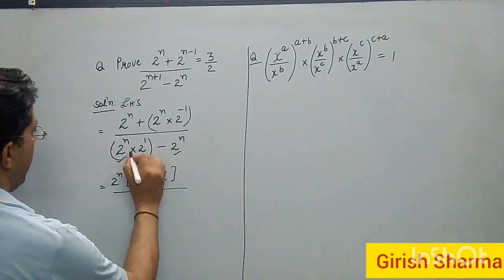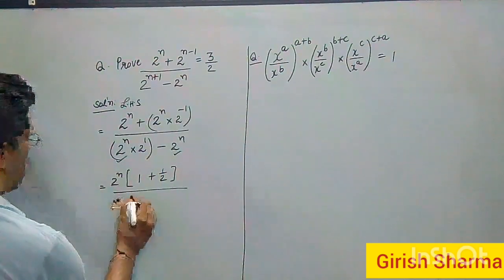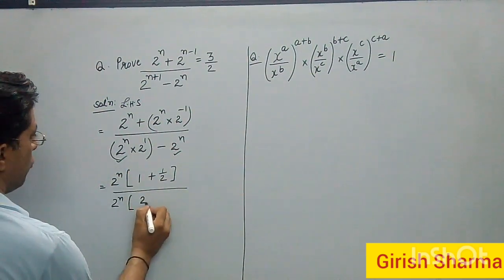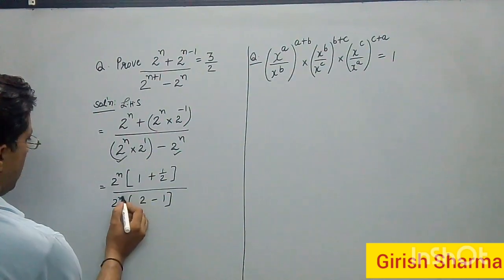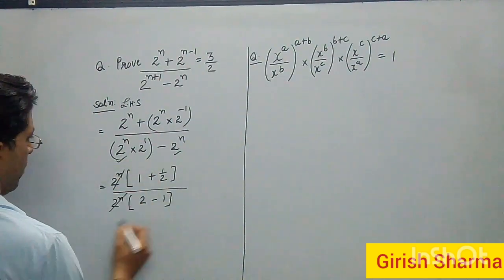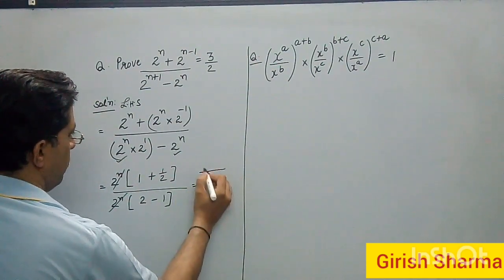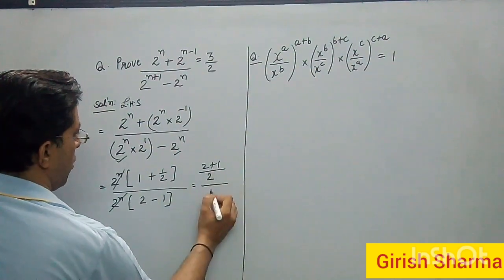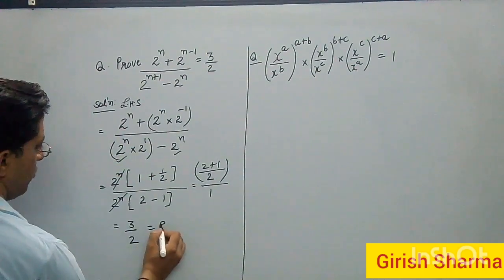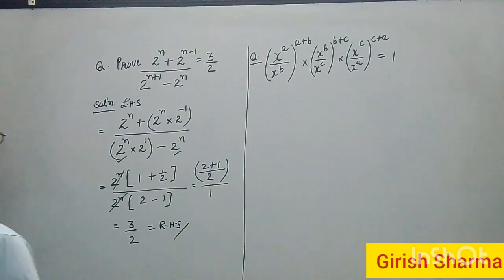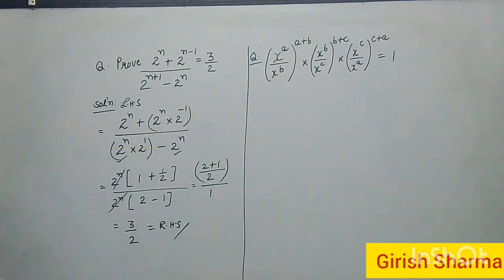Here in the denominator, again 2 power n is common. 2 power n, 2 power 1 is 2, minus this, remove, then this will be 1. 2 power n and 2 power n cancel. 2 is the LCM, so 2 plus 1 upon 1. This is 3 by 2, and this is your RHS. Like this way you can solve. The other one also is very interesting.